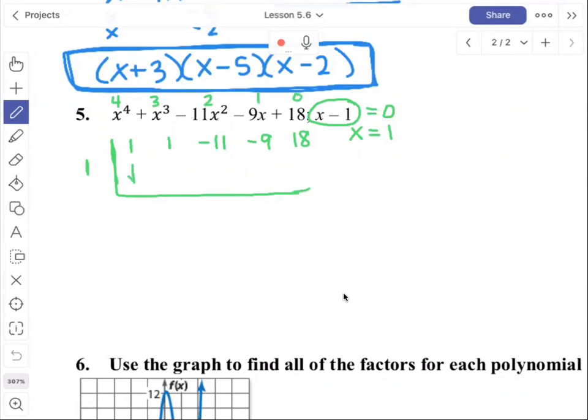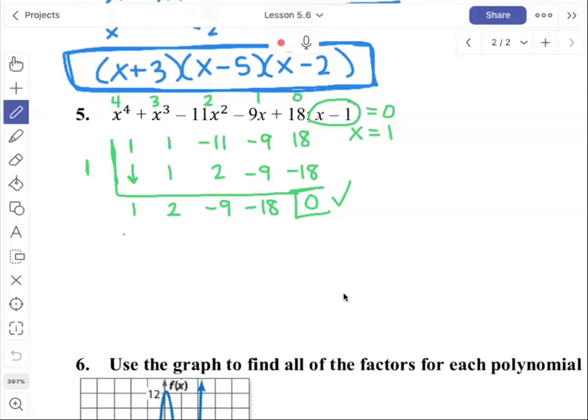All right, so let's now do synthetic. Drop the 1, multiply, add, multiply, add, multiply, add, multiply, and add. And phew, we have 0 as a remainder. That is great. That tells me I did it correctly. And now I have x to the 3rd, right? Because it's always 1 less than the original degree, plus 2x squared minus 9x minus 18. And that would be my depressed polynomial.